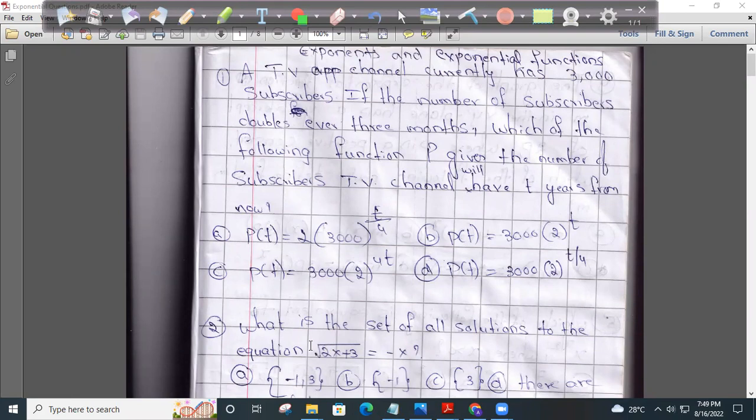A TV channel currently has 3000 subscribers. If the number of subscribers doubles every 3 months, which of the following functions P gives the number of subscribers the TV channel will have T years from now?